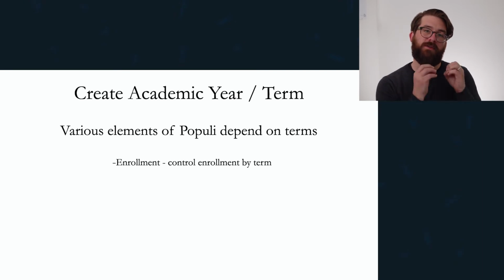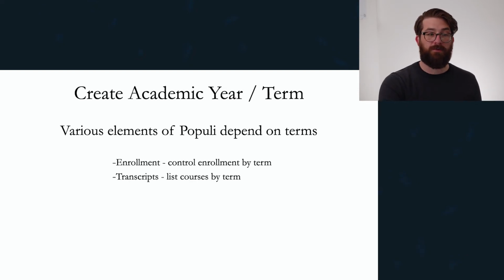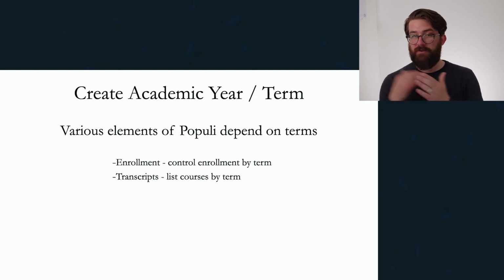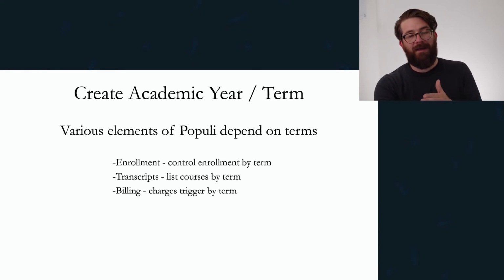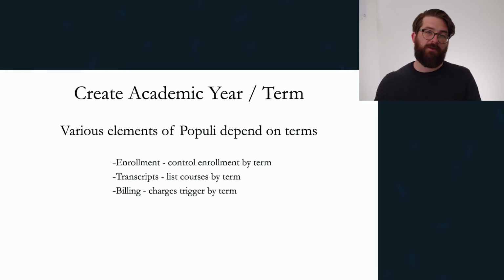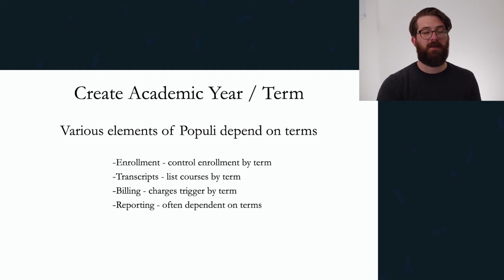Enrollment all happens within a specific term. You can't enroll students in a course that's not in a term. You have to have a term and you have to have a course in that term to be able to enroll a student. That's central that way. Transcripts, because enrollment is by term, list courses by term. Billing, because those enrollments are all happening by term, charges are triggered by term. So all of these things are being affected.